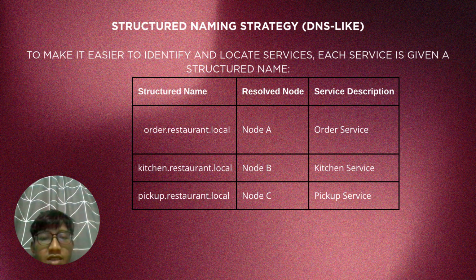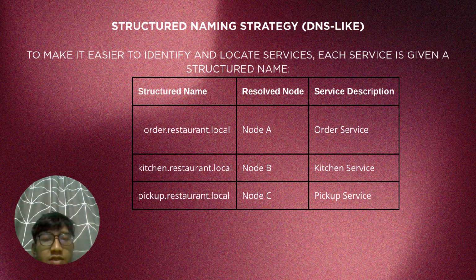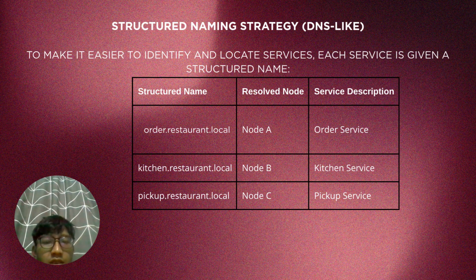The first structured name is order.restaurant.local. Resource: node A, description: order service. Number 2 is kitchen.restaurant.local, node B, kitchen service. Number 3 is pickup.restaurant.local, node C, pickup service.